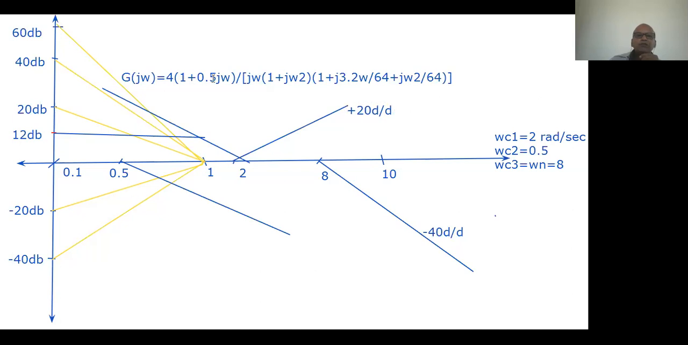Then for the corner frequency 1 upon 2, that is 0.5, here is a minus 20 dB per decade. Right? Okay. Then this slope is minus 20 dB per decade.